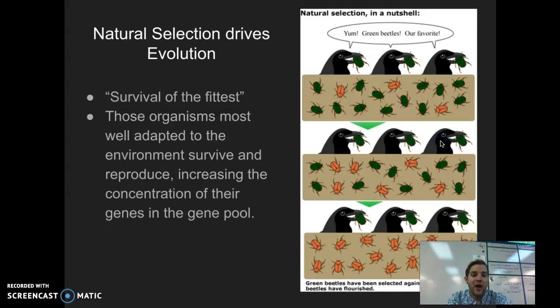Natural selection is what drives evolution, the survival of the fittest. So organisms that are most well adapted for their environment survive, reproduce, thrive, and flourish. Those that are worse adapted die off over the course of a couple thousand or million years, and their genes are no longer available for the gene pool. And so those that were better adapted for the environment reproduce and pass those genes on forever.